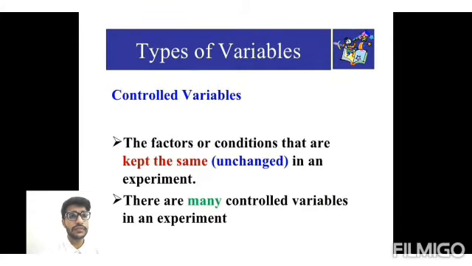And types of variables. A controlled variable is a factor or condition that is kept the same, unchanged, in an experiment. There can be many controlled variables.